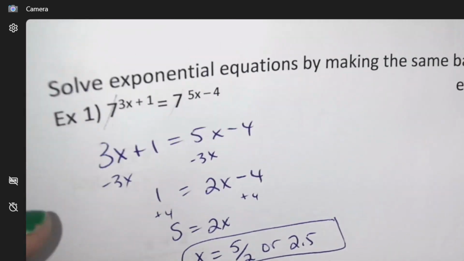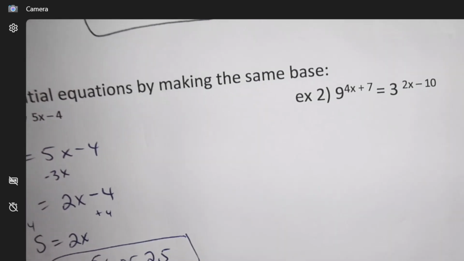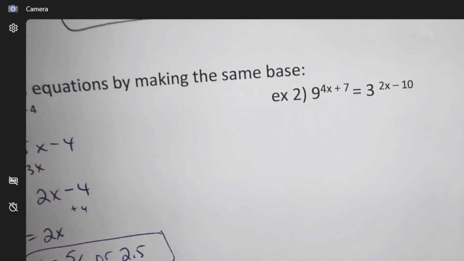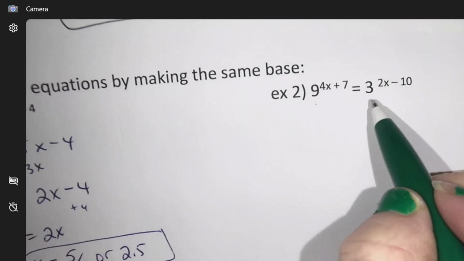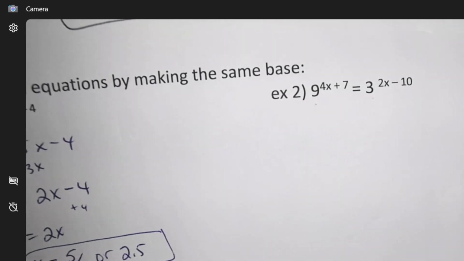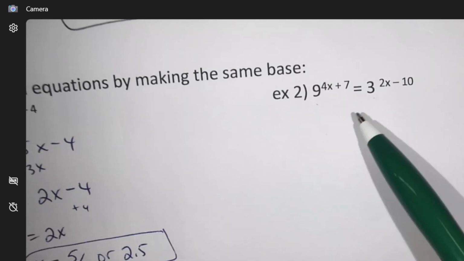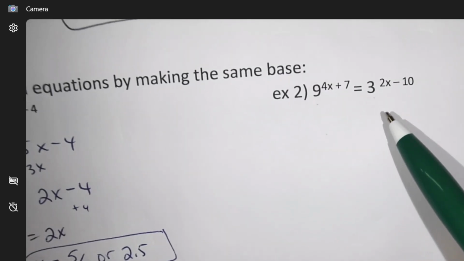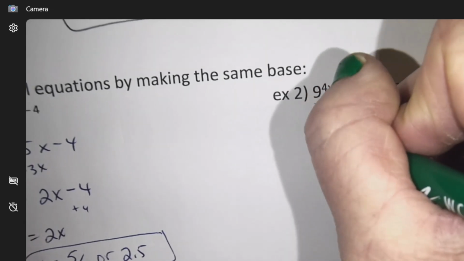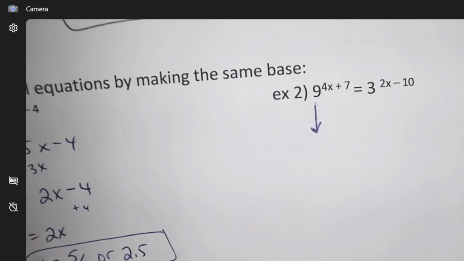So I'm going to amp it up a little bit. So this next question, this has a base of 9 and this has a base of 3. So they are not the same base, but you could turn them into the same base. What kind of base do they have in common? Could I write 9 differently using the same number as the 3? What could you turn 9 into?